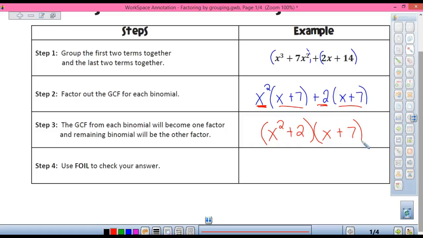Now, if we want to check this, how do I check this? I multiply it out, right? X squared times x, I get x cubed plus 7x squared plus 2x plus 14. Is this what I started with? Sweet. This is my answer.